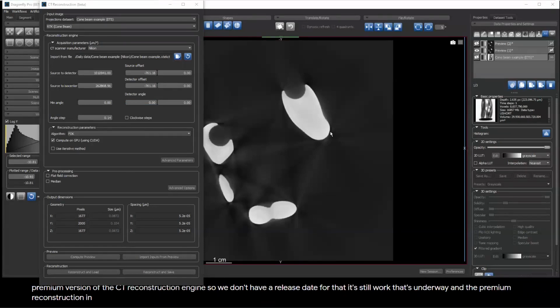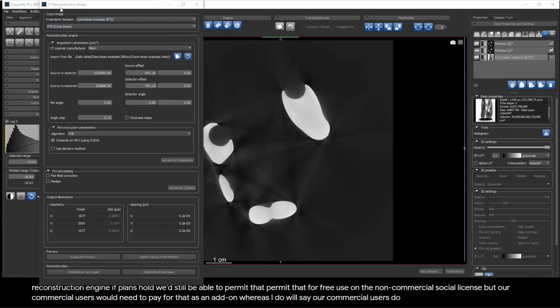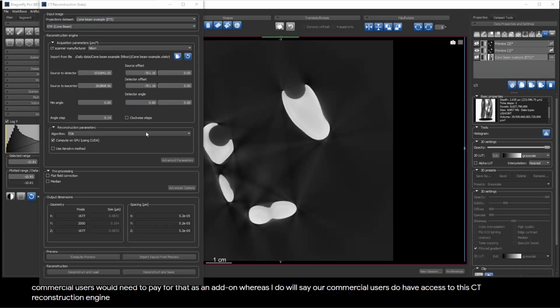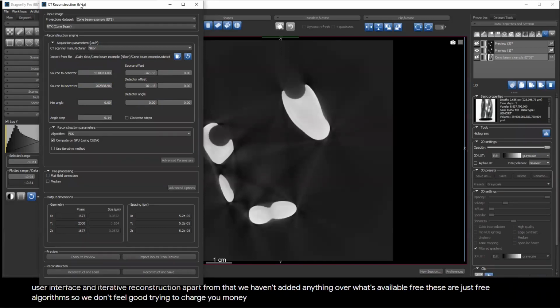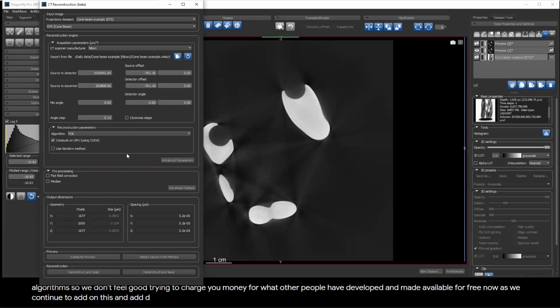And the premium Reconstruction engine, if plans hold, we'd still be able to permit that for free use on the non-commercial license, but our commercial users would need to pay for that as an add-on. Whereas I will say our commercial users do have access to this CTE Reconstruction engine for free. Because we've not really added anything except a little bit of slabbing math and the integration into the user interface and iterative reconstruction. Apart from that, we haven't added anything over what's available free. These are just free algorithms. So we don't feel good trying to charge you money for what other people have developed and made available for free. Now, as we continue to add on this and add deep learning integrations, we will make the premium reconstruction engine a premium solution that you can pay to upgrade to.